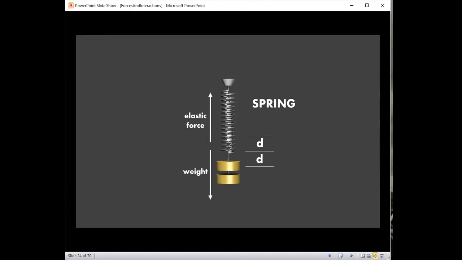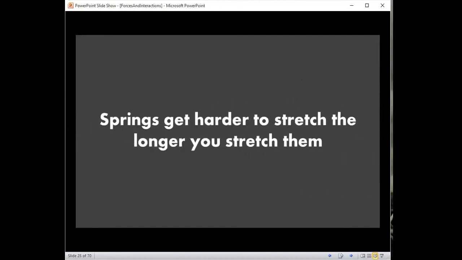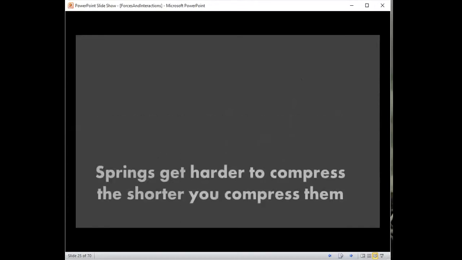And this is the important concept about springs, that the further you stretch it, the greater the elastic force. So springs get harder to stretch the longer you stretch them, but some springs are meant to compress, and the same is true. Springs get harder to compress the shorter you compress them. The reason this force is important is because so many things can be approximated as springs. So here is an example of some Stretch Armstrong guy and these two kids pulling him apart. The further they pull him apart, the harder it will be to pull him apart. And we can approximate Stretch Armstrong as a spring, with an elastic force trying to pull him back together.